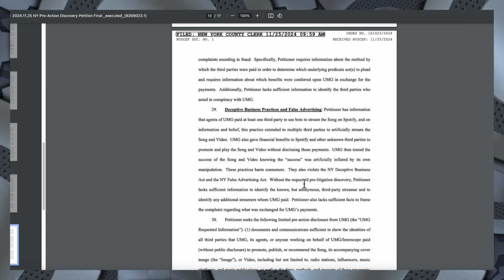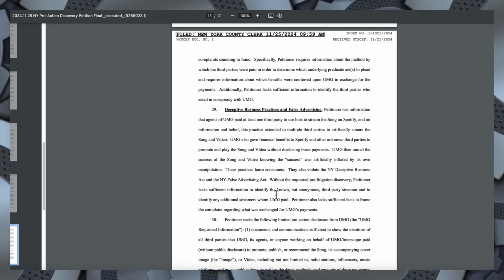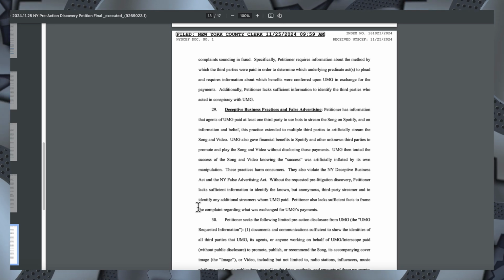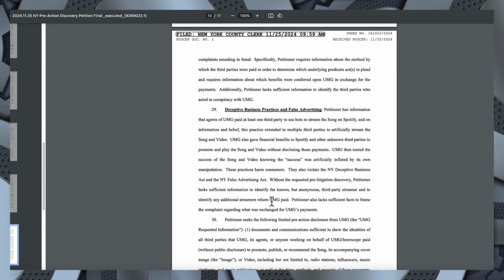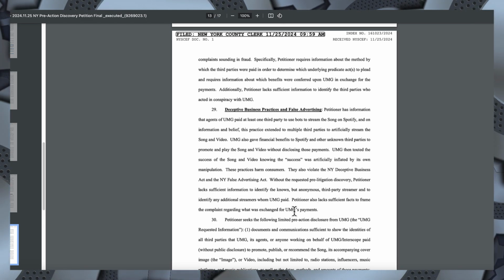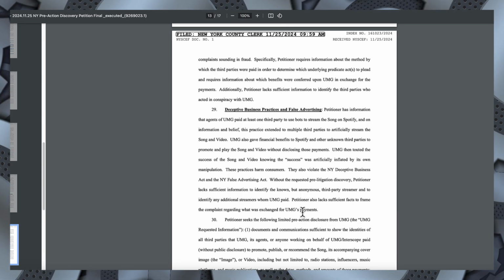Without the requested pre-litigation discovery, petitioner lacks sufficient information to identify the known but anonymous third-party streamer and to identify any additional streamers who UMG paid. Petitioner also lacks sufficient facts to frame the complaint regarding what was exchanged for UMG's payments.